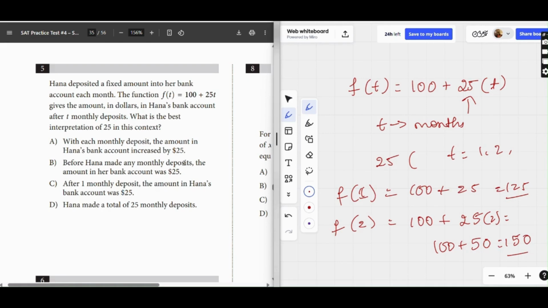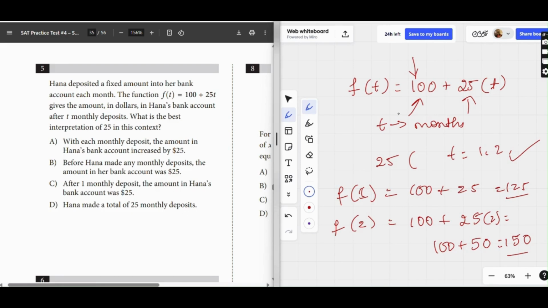All right, we got the context here. Let's understand these options. Option A: each monthly deposit, the amount in Hannah's account increased by 25. That resonates, that's exactly true. Option B: before Hannah made any monthly deposit, the amount in her bank was 0. She had a fixed $100, so it's not 25, but 100. So not B. Option C: one month after Hannah's deposit, her bank account was $25.